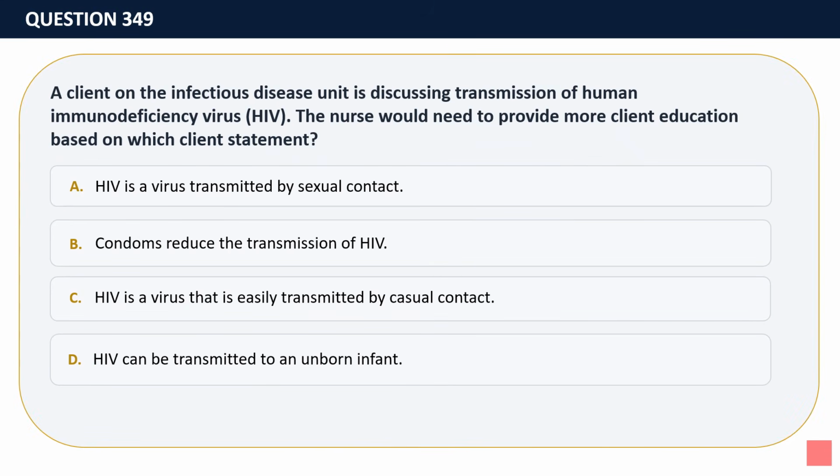Question 349. A client on the infectious disease unit is discussing transmission of human immunodeficiency virus, HIV. The nurse would need to provide more client education based on which client statement? A. HIV is a virus transmitted by sexual contact. B. Condoms reduce the transmission of HIV. C. HIV is a virus that is easily transmitted by casual contact. D. HIV can be transmitted to an unborn infant.